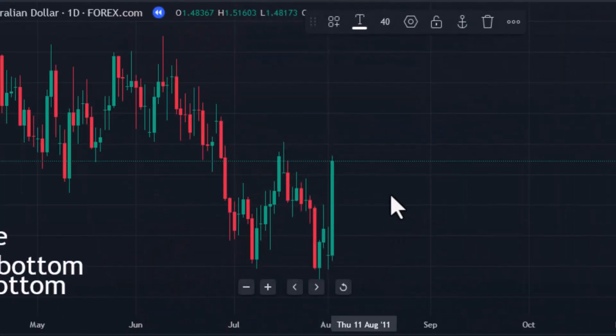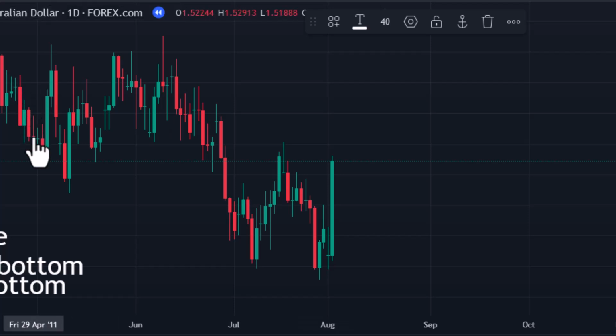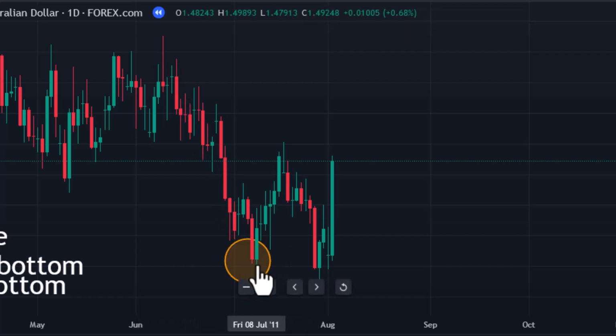So we have this here. You can see after this bearish move, there was an indecision here. A ranging market occurred within this period. After that, there was a breakout. So price came down to form this support. After that, it rallied up and it came down again. Price retested this support again.